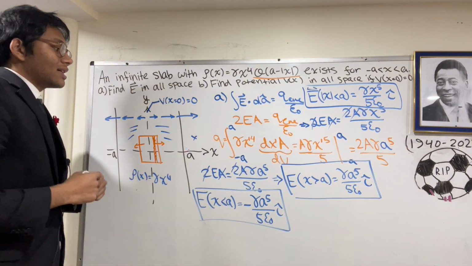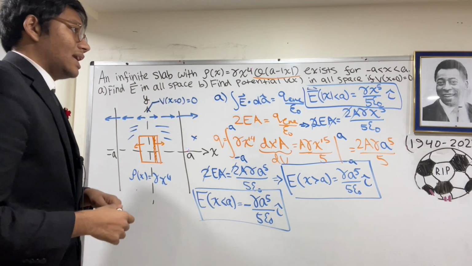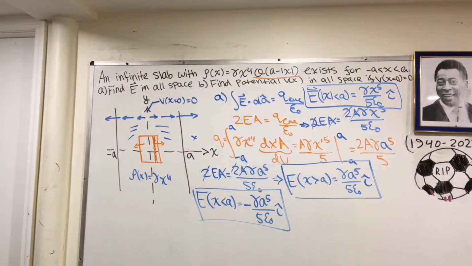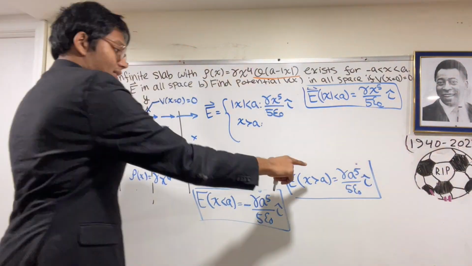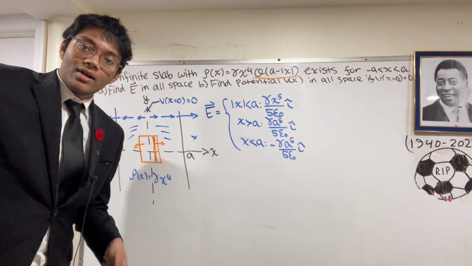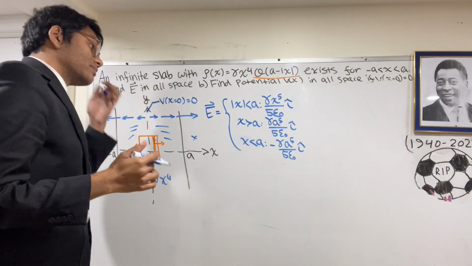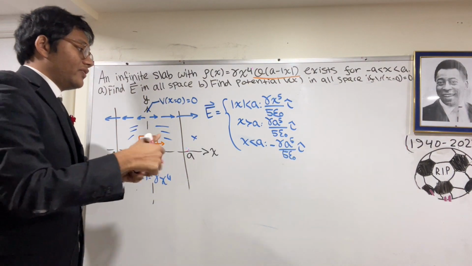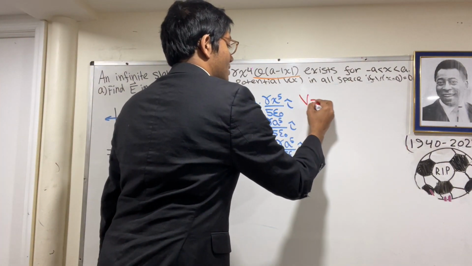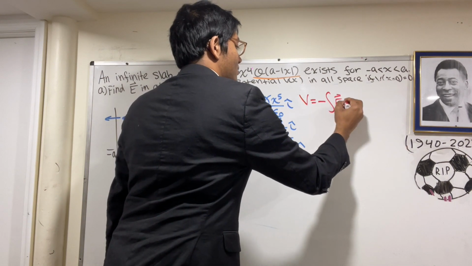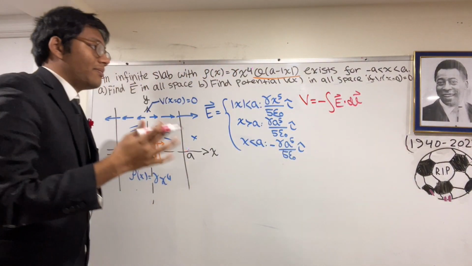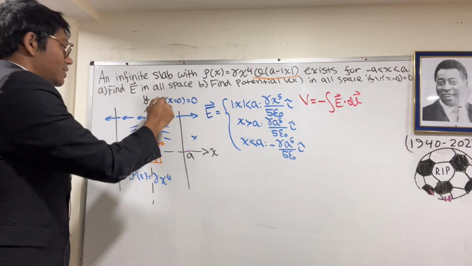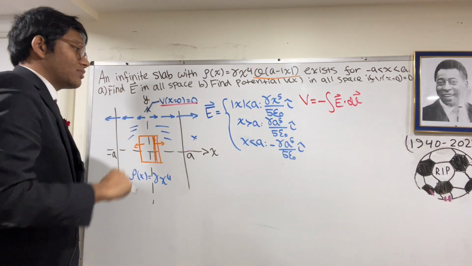Okay, so now let's find the electric potential in all regions if it vanishes on the axis. So first let me organize this information. So now I'm ready to find my electric potential. The electric potential, remember, is defined as follows. If I know my electric field, then the electric potential is simply minus the integral of the electric field over some path, dl. So let's start off with where the ground is. The ground is defined to be on the axis, so that's where we should start.